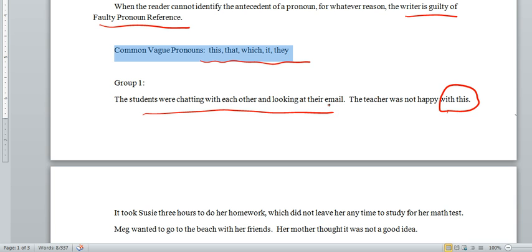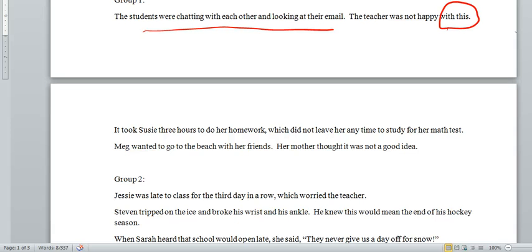This entire sentence is the antecedent for this pronoun, and as such, the writer is guilty of faulty pronoun reference because ideally the laws of English grammar say that the antecedent for a pronoun should be one noun only, not a whole sentence. Okay, here are a couple of other examples. It took Susie 3 hours to do her homework, which did not leave her any time to study for her math test.